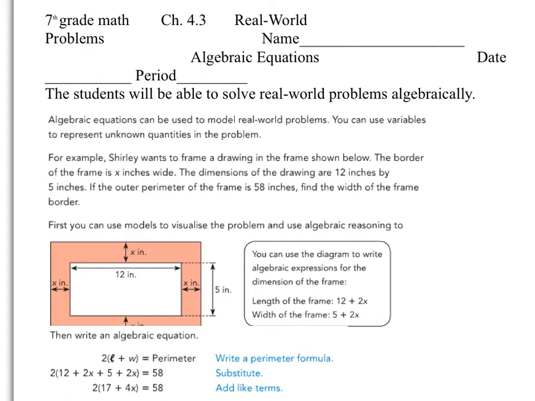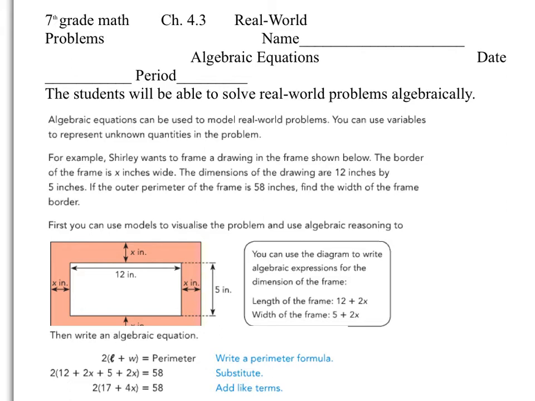All right, Chapter 4, Section 3, Real-World Problems. So this is the last section before the quiz, and everybody's favorite. You'll be able to solve real-world problems algebraically, and they're actual word problems this time. Algebraic equations can be used to model real-world problems. You can use variables to represent unknown quantities in the problem.